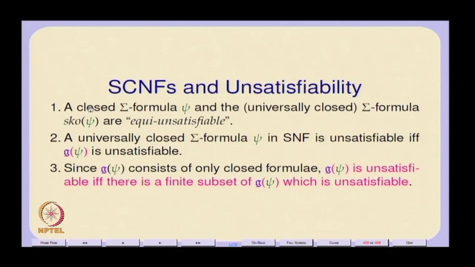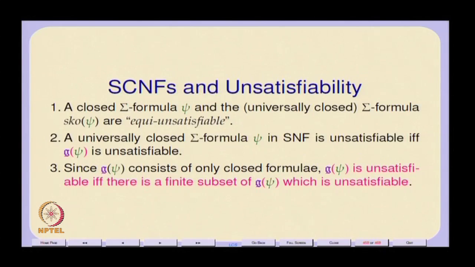So, now let us look at it this way. A closed sigma formula psi and the universally closed sigma formula SCO psi are equi-unsatisfiable. If they are equi-satisfiable, then they are also equi-unsatisfiable. And a universally closed sigma formula psi in SNF is unsatisfiable if and only if the ground instances of psi are unsatisfiable. That means you throw away the universal quantifier by taking all possible ground substitutions of the free variables in the body of psi, and look at all those as propositions.